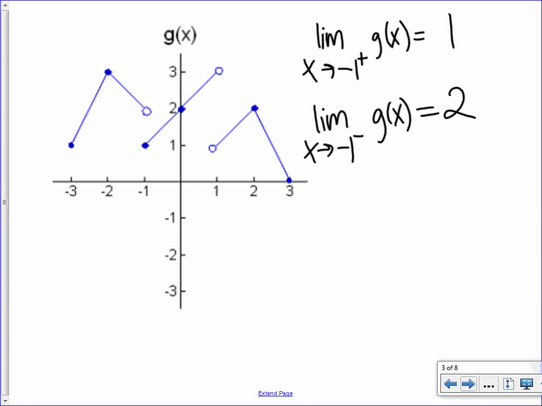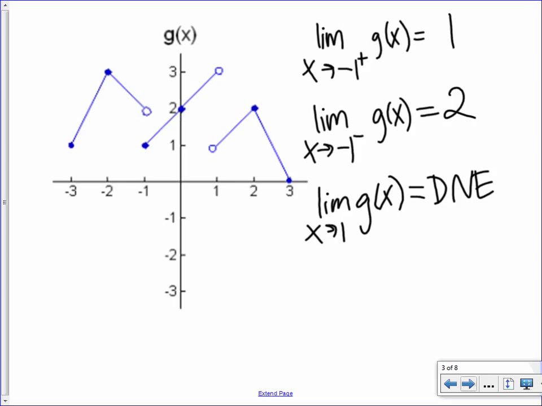Let me ask you this: what is the limit as x approaches negative 1? Does not exist, because the right-hand and the left-hand limit are not the same. I'm sorry, I said 1 and meant negative 1, but it's true at positive 1 for the same reason. What about the limit as x approaches 2 from the left?